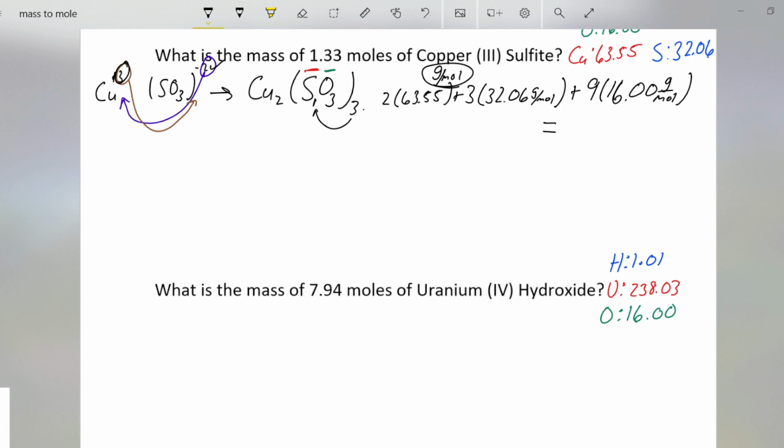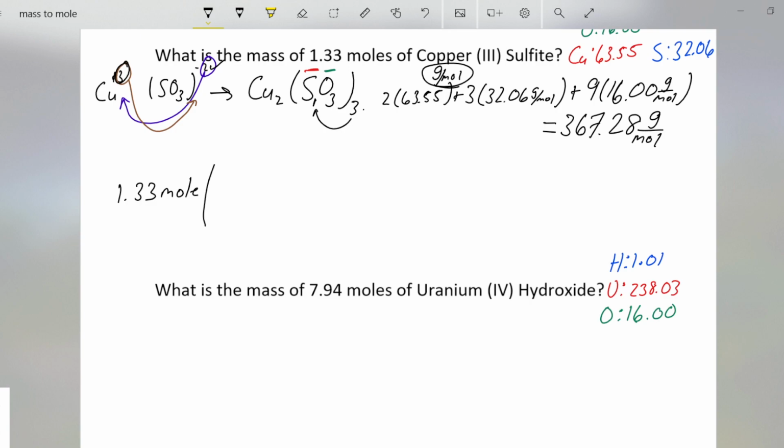When I do this multiplication, I get 367.2. That's my number, and I get grams per mole as my unit. We have 1.33 moles of this copper 2 sulfate or sulfite, and I want to convert to grams.